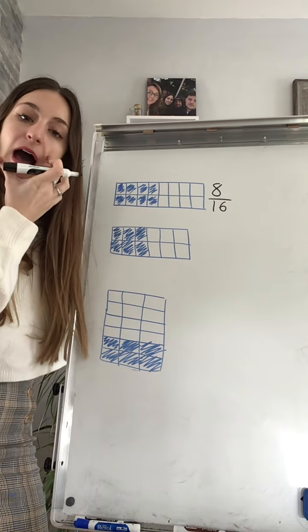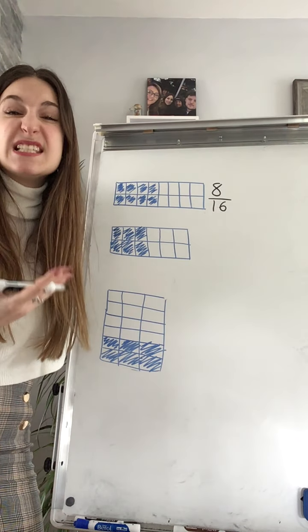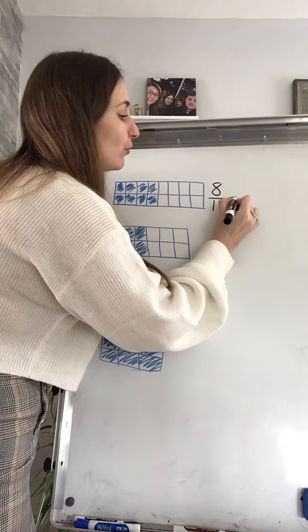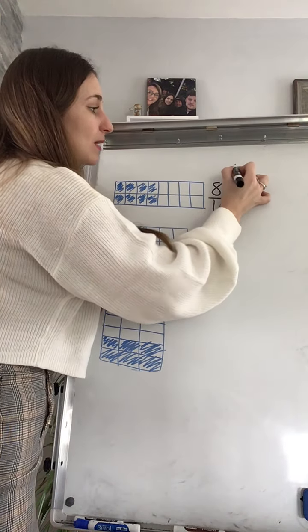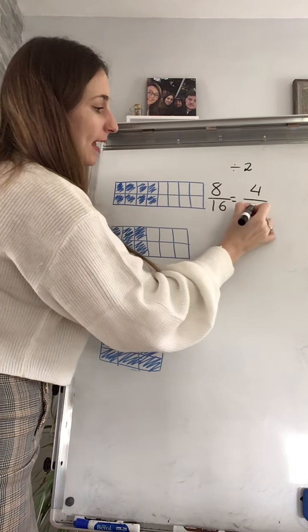Now from there, I was supposed to try to find an equivalent fraction with the same amount as 8 sixteenths. For that, we know that we can use division, and I can divide this number by the same number and try to get the next fraction, the equivalent one. So I'm going to divide it by 2. 8 divided by 2 is, hold on, 4. 16 divided by 2 is 8.